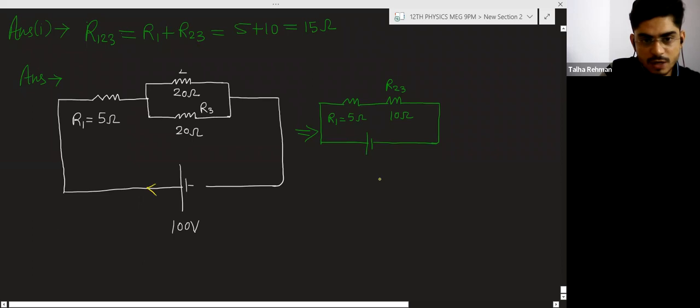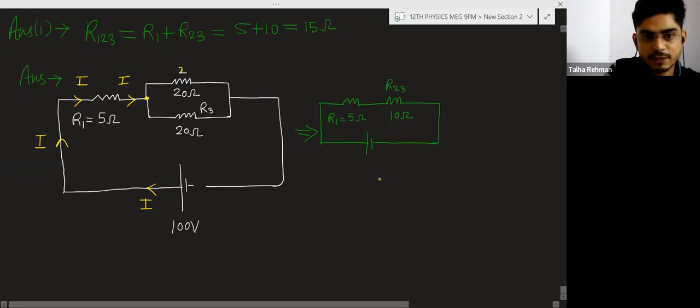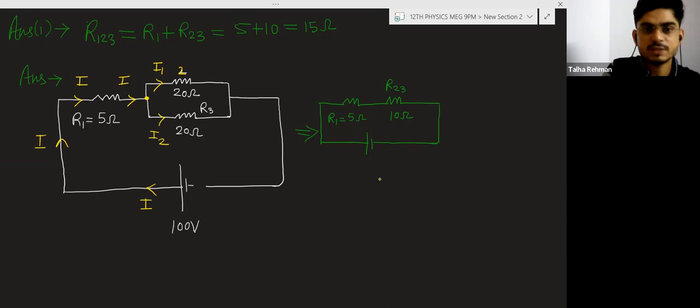I have told you the current I will flow from this battery like this. Here also the current is I, here also the current is I. But here is a branching, so the current here will be I1 and here the current will be I2. I1 is the current flowing in R2 resistance and I2 is the current flowing in R3 resistance.